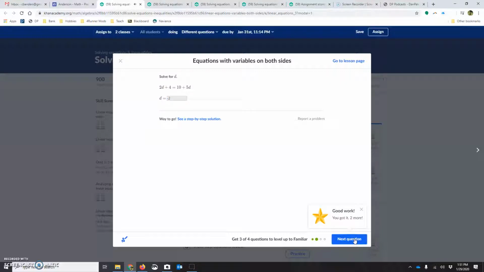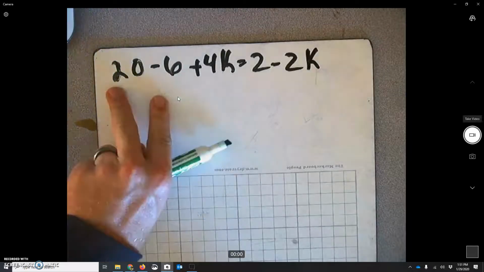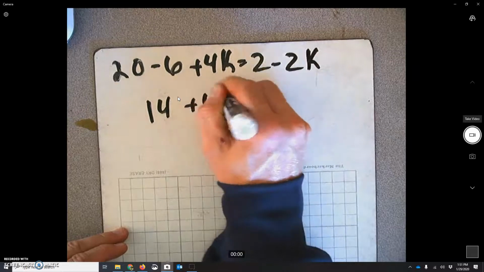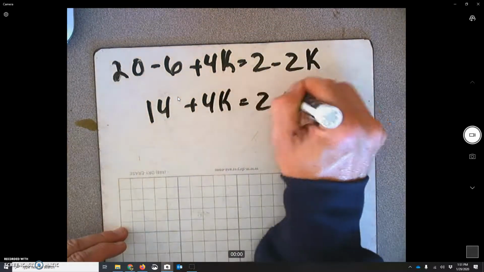Okay, I'm going to do one more of these, and then I'm going to do the next assignment on the same video. All right, so 20 minus 6, that's going to be 14, plus 4k equals 2 minus 2k. Right off the bat, we have 20 minus 6. We can combine those two. Those are like terms. So 14 plus 4k equals 2 minus 2k.